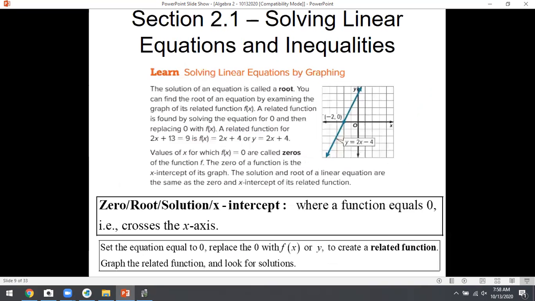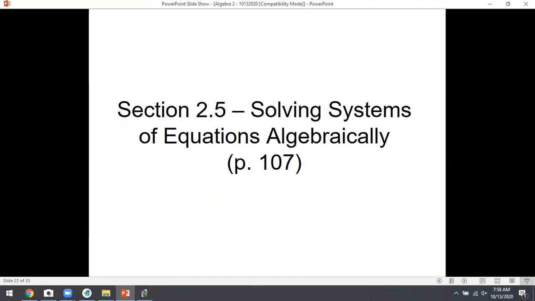All right. Notes, notes, notes. Here we go. We're doing section 2.5 today. Solving systems of equations algebraically, not by cheating and graphing and looking where the answer is. We're going to actually figure it out by hand without the use of any graph.